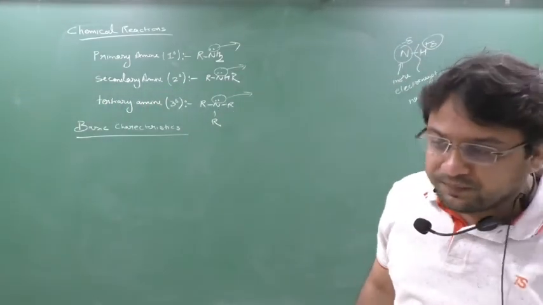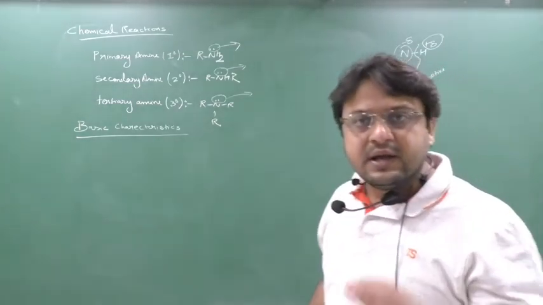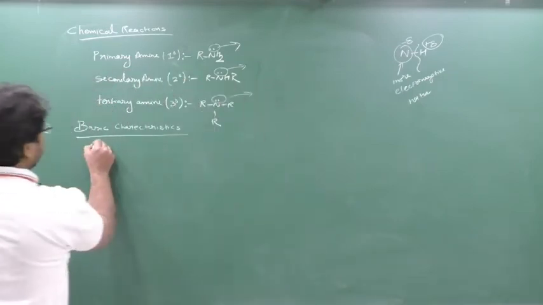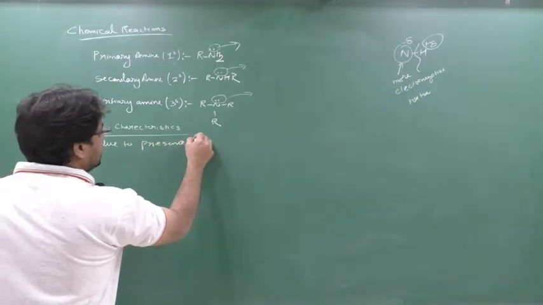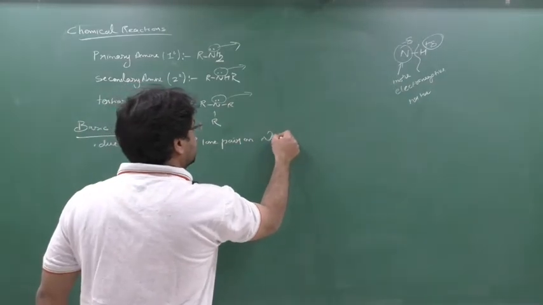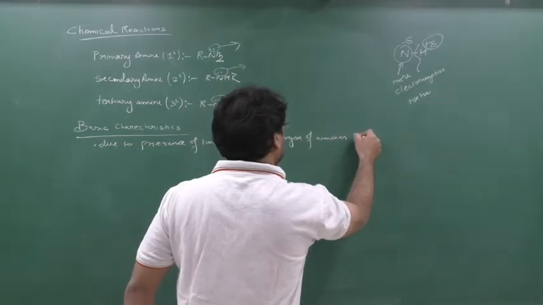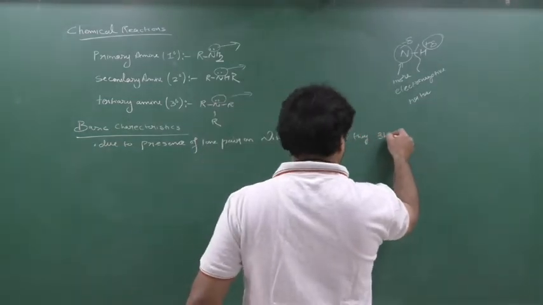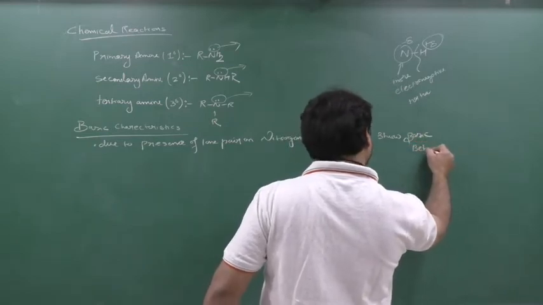Please remember for the MCQ, it can be asked what the main characteristic of amines showing the basic character is. The reason is the presence of a lone pair on the nitrogen of amines. So write down: due to presence of lone pair on nitrogen of amines, they show basic behavior or characteristics.